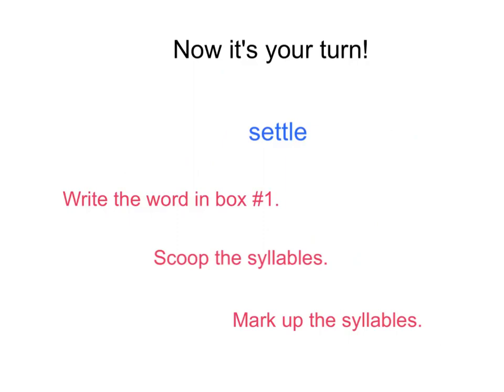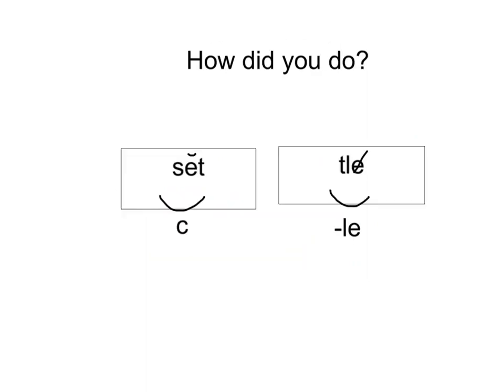Now it's your turn. Your word is settle. Write the word in box number 1, scoop the syllables, and then mark up the syllables. Press pause while you do this, and then press play. How did you do?